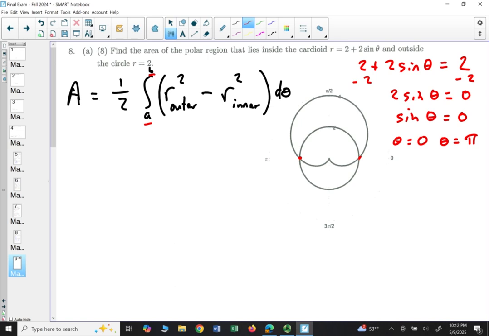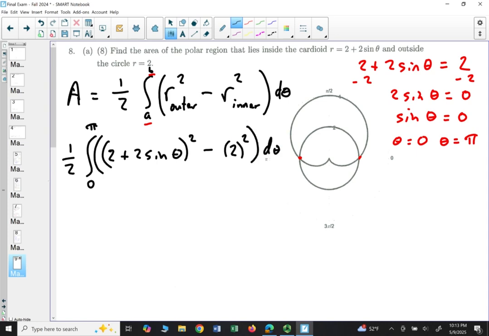Okay, so let's set it up. Our outer curve will be the cardioid. Our inner curve will be the circle. And we're trying to get all this, kind of like a little crescent. Okay, so we'll have 1/2 integral from 0 to pi of the outer curve, 2 plus 2 sine theta, squared, minus the inner, which is this 2, squared, d theta.